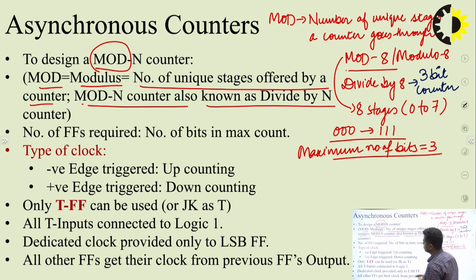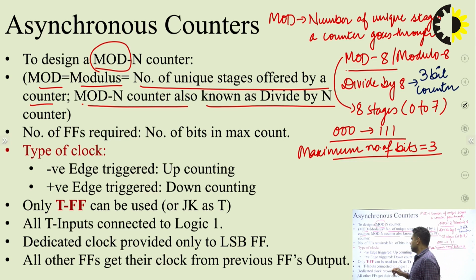These are all basics of the counter: how the mode is related to the number of bits, how many flip-flops, what is the mode. If I say a mode 16 counter, it means there will be 16 stages. What will these 16 stages be? 0 to 15, which in binary is 0000 to 1111. That means the maximum number of bits required is 4. So a mode 16 counter can also be named a 4-bit counter. Similarly for any other mode.